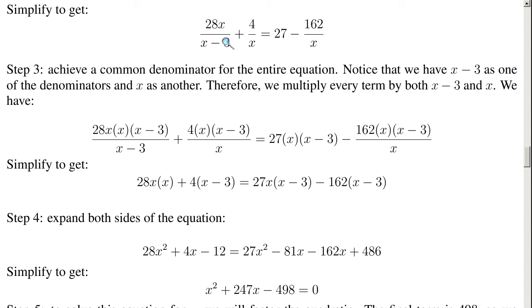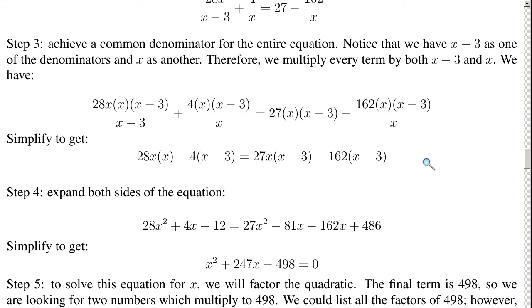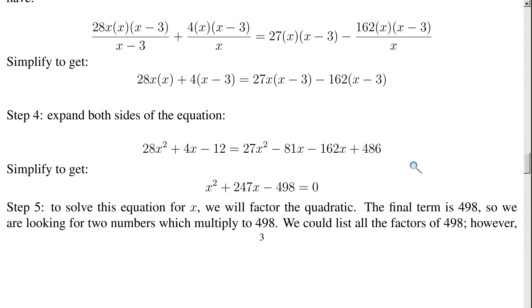So this first term, I multiplied by x and x minus 3. The second term, multiplied it by x and x minus 3. This term over here, multiplied it by x and x minus 3. This term over here, multiplied it by x and x minus 3. This will allow us to simplify the equation to get.